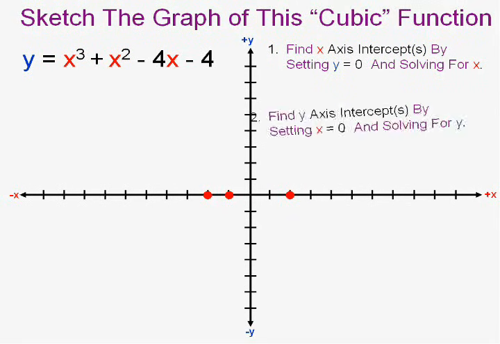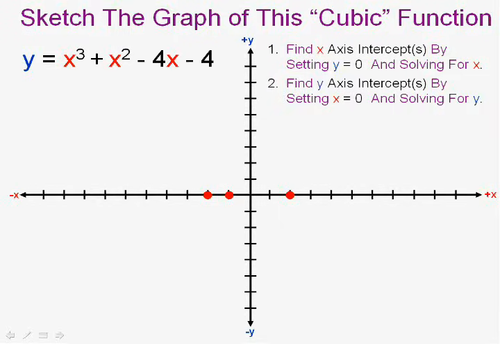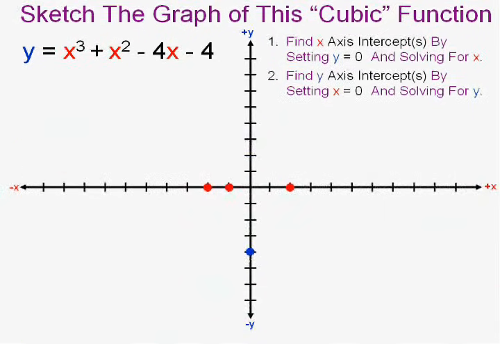The second step is to find the y-axis intercepts. Now the y-axis intercepts occur when x equals 0. They're generally a little easier to find, because all we have to do is put in 0 for x. And all the zeros kind of cancel, don't they? And in this case, there's only 1. Apparently, the y-axis intercept is at -4. Okay, that's step 2.